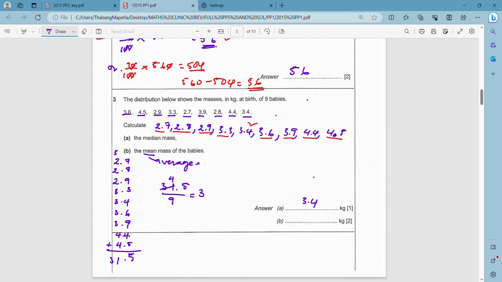9 into 4 it can't, therefore a decimal place and a 0. Am I right? Let me confirm. No, it's not a 0 because now we have another number on the right. So we just simply put a point there, and then we're going to say 9 into 45, which will be a 5. So therefore our average is 3.5.